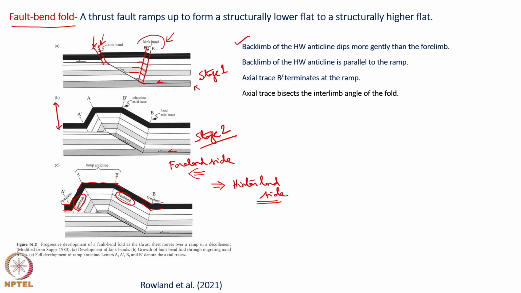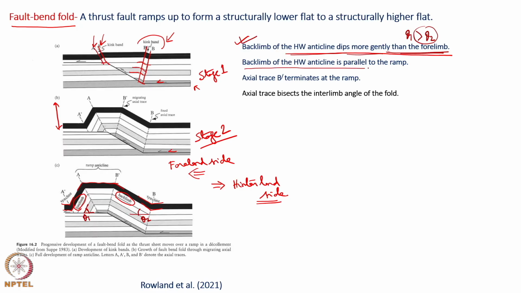We observe that the back limb of the hanging wall anticline dips more gently than the forelimb. What does this mean? This is the dip of the forelimb, whereas here this is the dip of the back limb. If this angle is theta 1, this angle is theta 2, then theta 1 is more than theta 2. In other words, the back limb of the hanging wall anticline dips more gently than the forelimb.